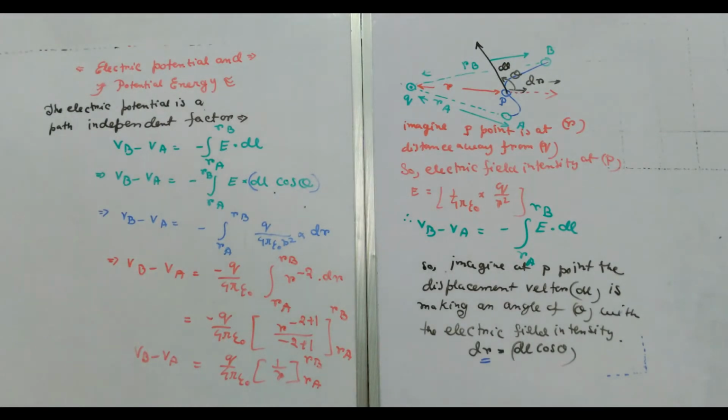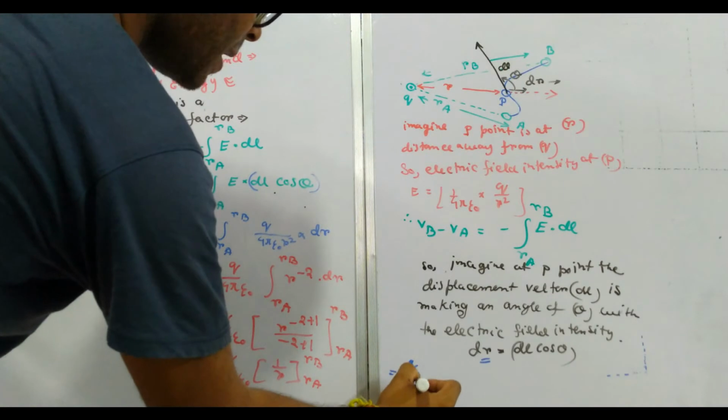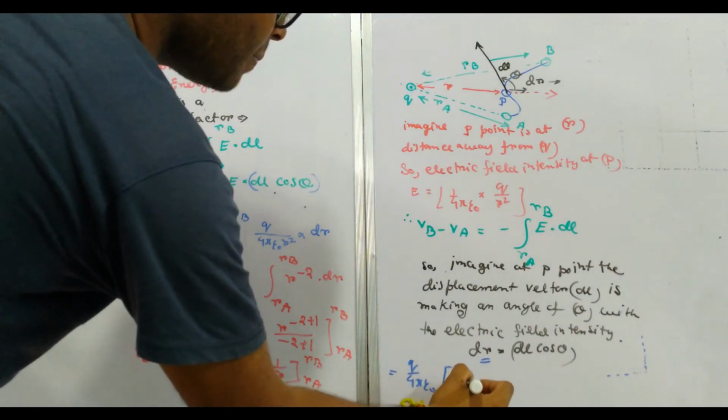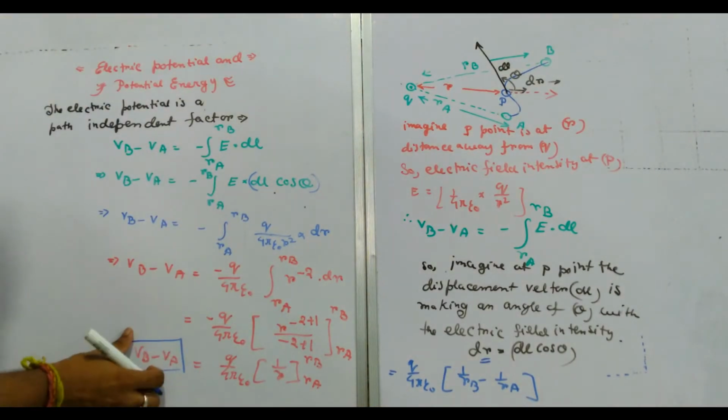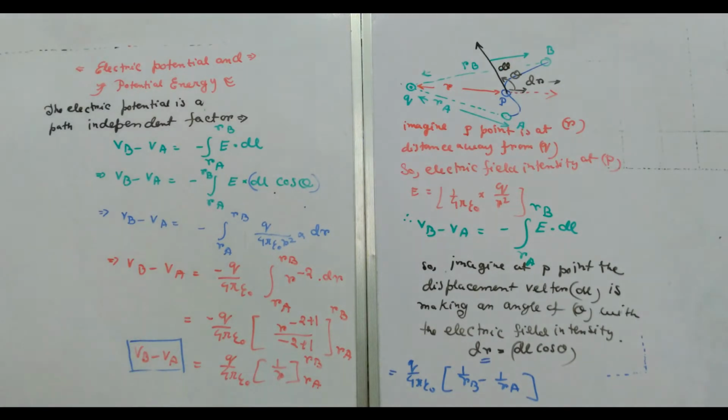Now we are implementing the upper limit minus lower limit. So if we implement it, this will look like Q by 4 pi epsilon naught into 1 by RB minus 1 by RA, and this is the total amount of work done to bring a positive unit isolated charge from A to B point, which is completely a path independent factor, because RA and RB are nothing but the distances from the Q point charge and it only depends on that condition, but it does not depend on the pathway followed to propagate from A to B. Clear?